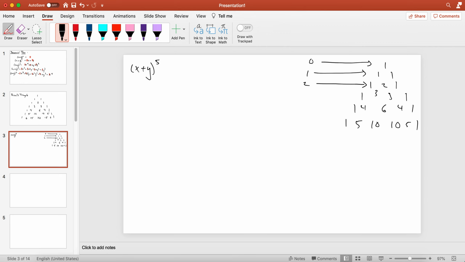This will be row 2. This will be row 3. This will be row 4. And this will be row 5. So to do x plus y to the 5th, we need to go to row 5.